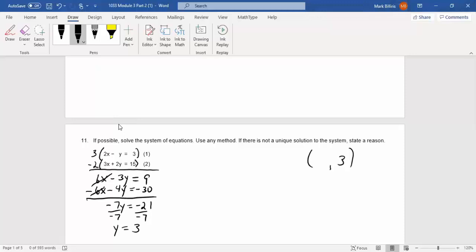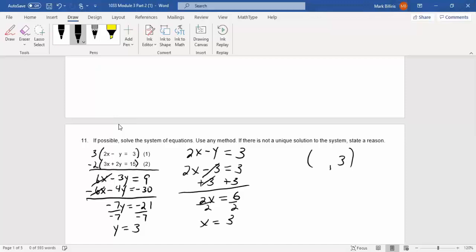I need to find my x value now. So what I'm going to do is go back to either one of the two original problems, and I'll take the first one, the 2x minus y equals 3, and substitute 3 in for y. 2x minus 3 equals 3. I'm going to add 3 to both sides. So 2x would equal 6. So when I divide both sides by 2, that tells me that x is 3 as well. So my common solution for this system of equations is 3 and 3.